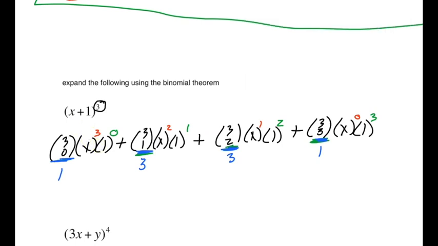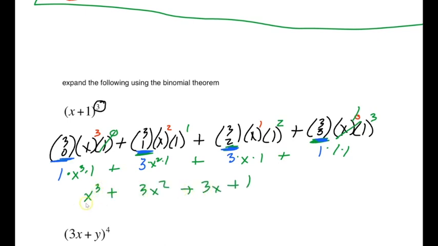And then next, well, x to the third is just x to the third. These are being multiplied. Anything to the 0 power is 1. X squared is this x squared. 1 to the 1 is 1. They're going to be multiplied. X to the first is x to the first. 1 squared is 1. X to the 0 is 1. Anything to the 0 power is 1. And 1 cubed is 1. Then we just simplify a little bit, and we are done.